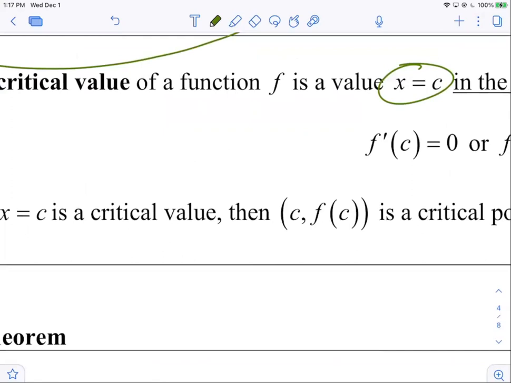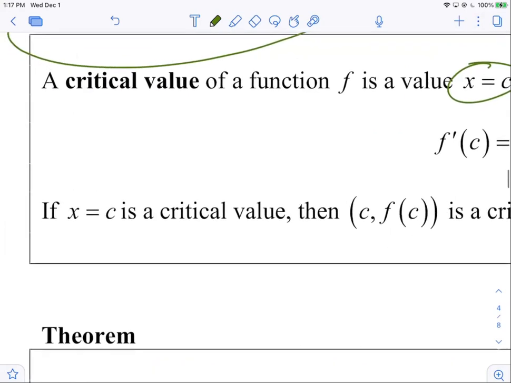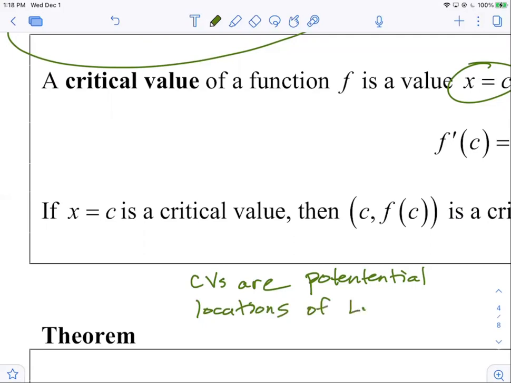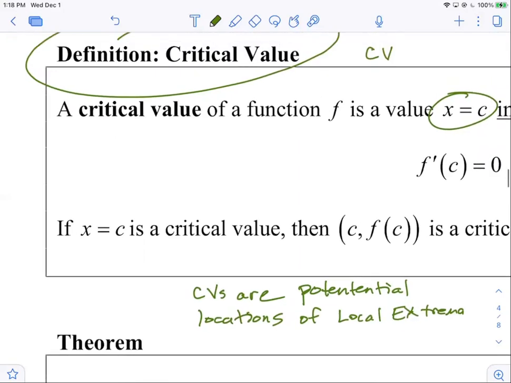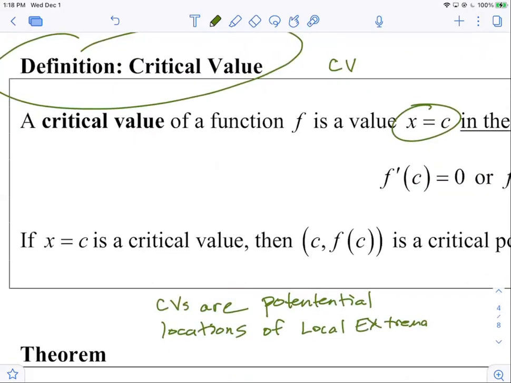If you throw in the ordered pair, c for critical value, comma f of c, you call that the critical point. It's an ordered pair. Okay, critical values become potential locations of local extrema. Now, as we already saw, not every critical value is going to end up being a local max or min, like on x cubed at the origin.